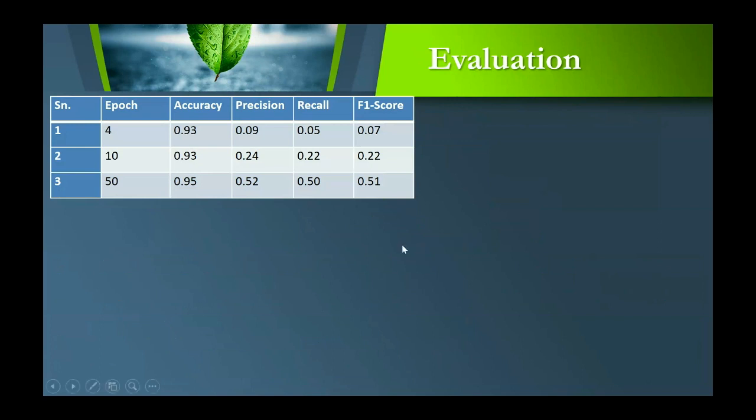Now, in the first particular run, which was 4 epochs, we actually obtained an accuracy of 0.93, which is equivalent to 93%, with a precision of 0.9, 0.5 for recall, and an F1 score of 0.7. The F1 score happens to be the harmonic mean of the precision and the recall. Now we clearly see that accuracy was high, precision was low, and recall was equally low.